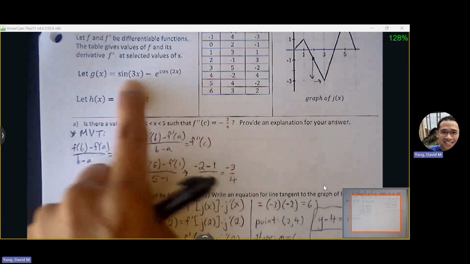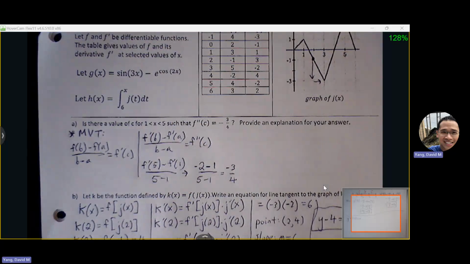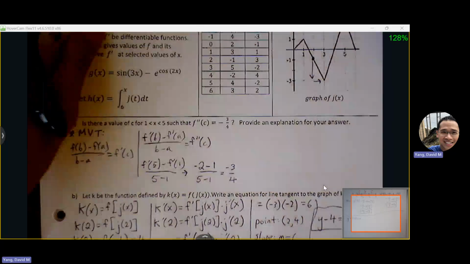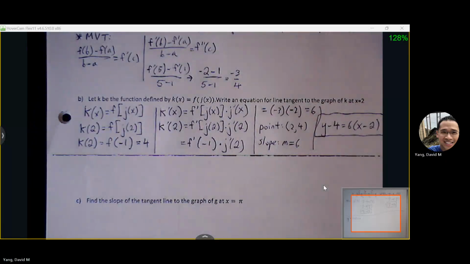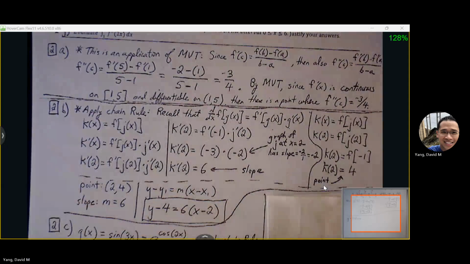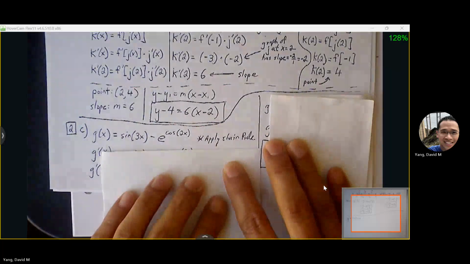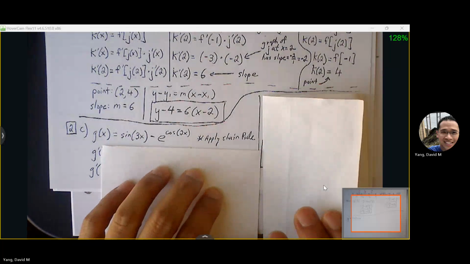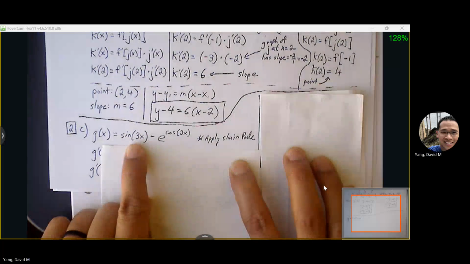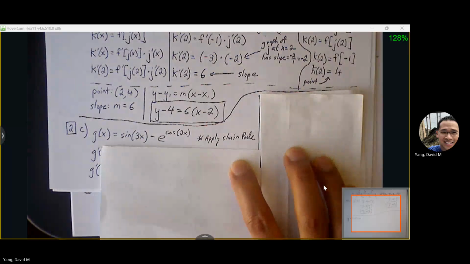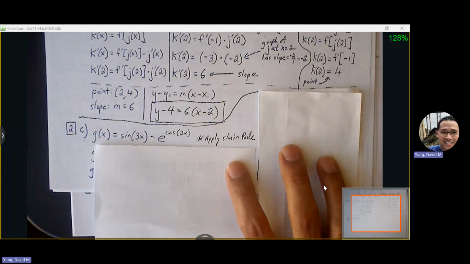So let's build out g prime, and then we can plug pi in and get it down to a numeric answer. So different variations of chain rule here. We start off with sine of 3x. Go ahead and find the derivative of that.